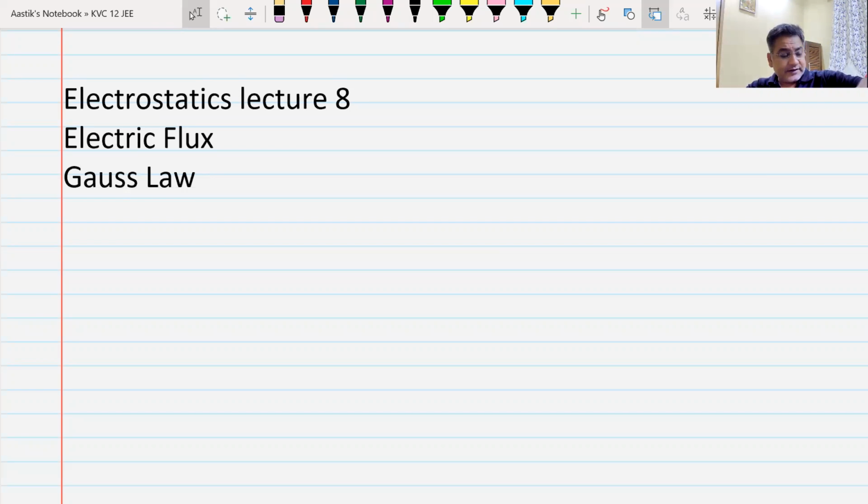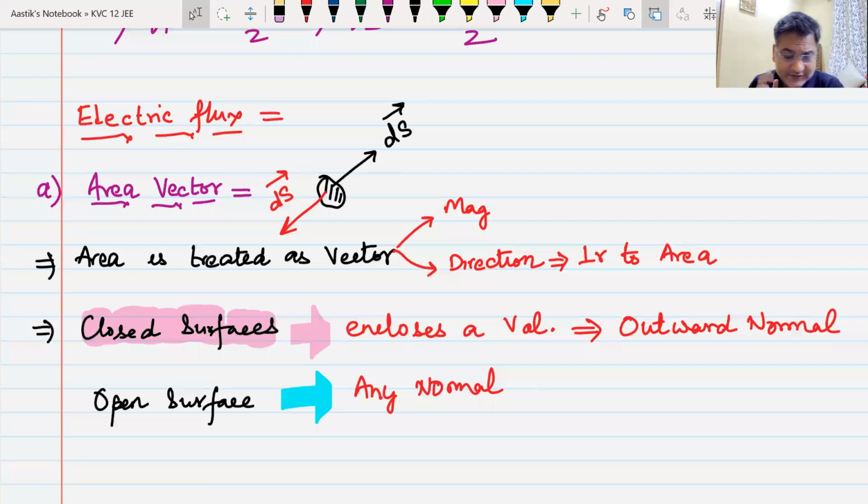So good evening, everyone, and this is your lecture number 8. I think we need to start with electric flux and Gauss law. In the previous class, we had seen that area is treated as a vector quantity. For a closed surface, the direction of this area vector is taken perpendicular to the surface. For an open surface, it can be taken as any normal.